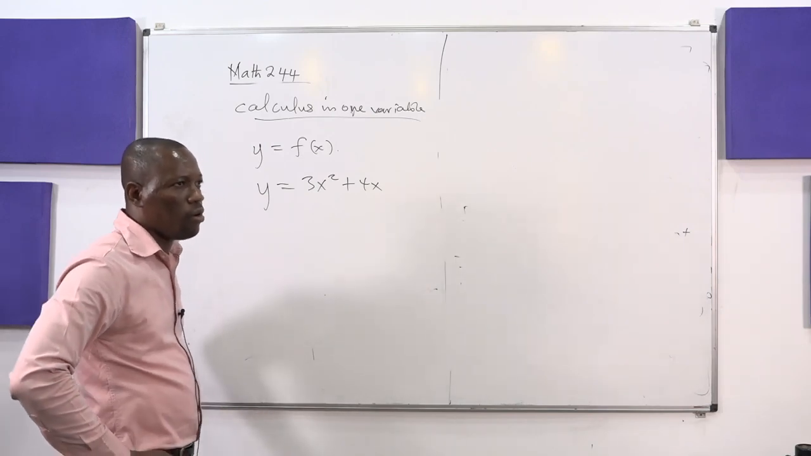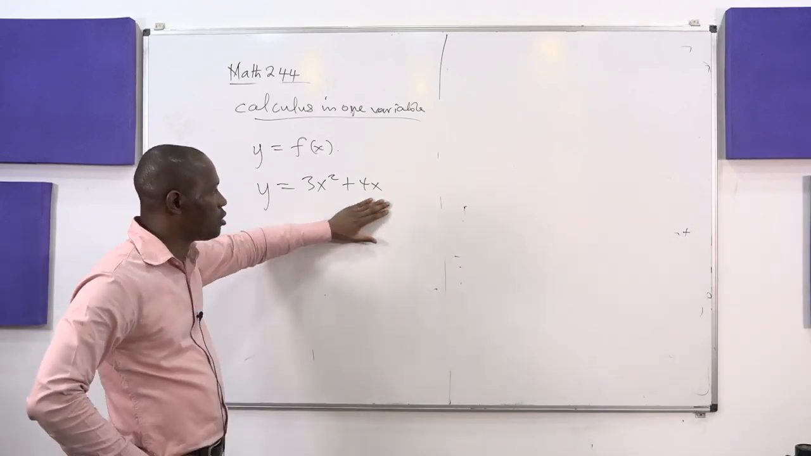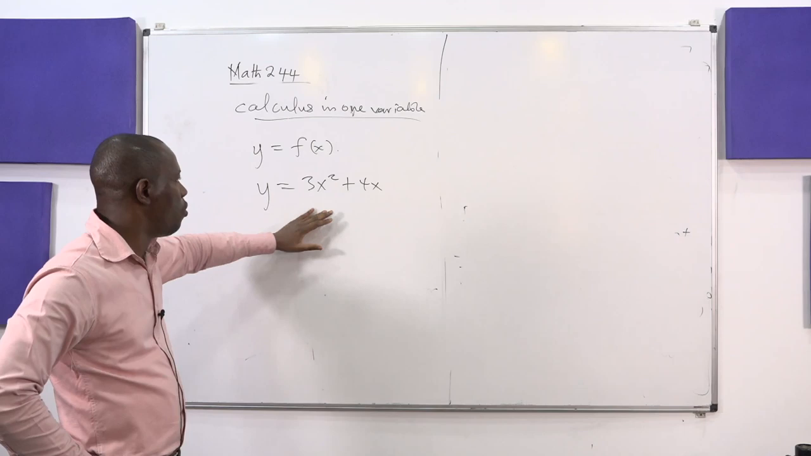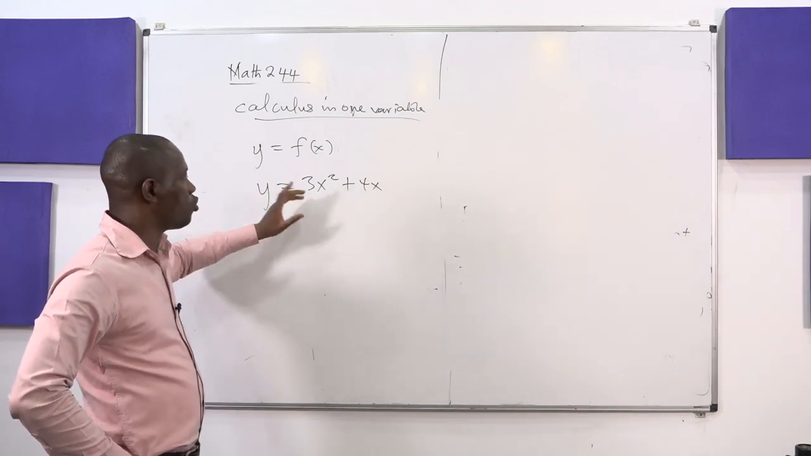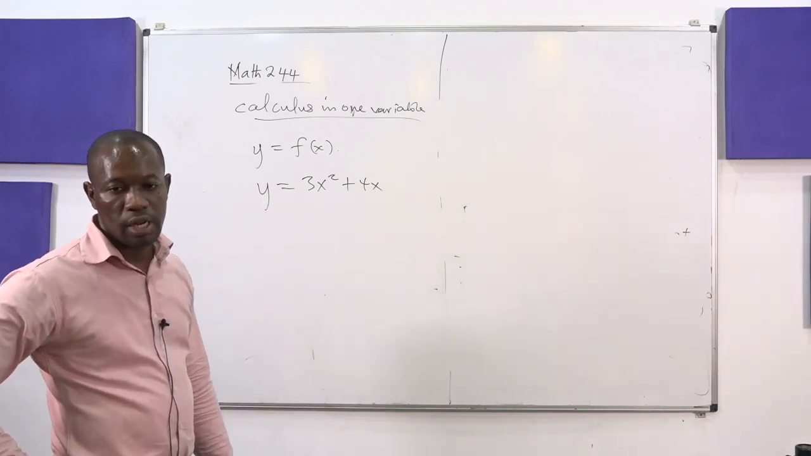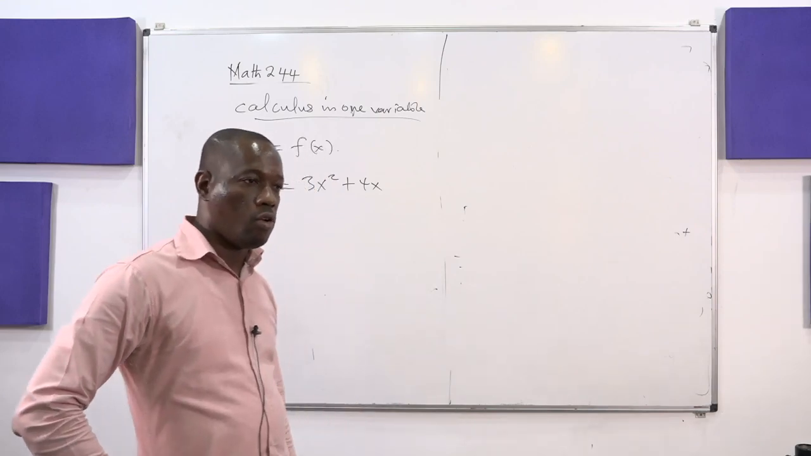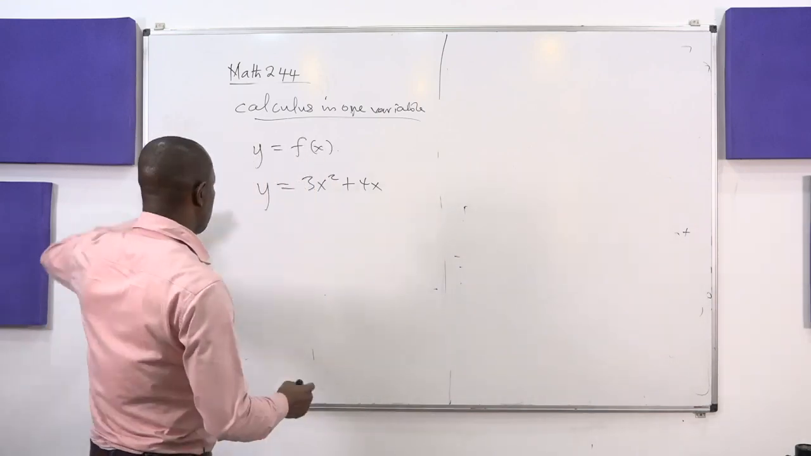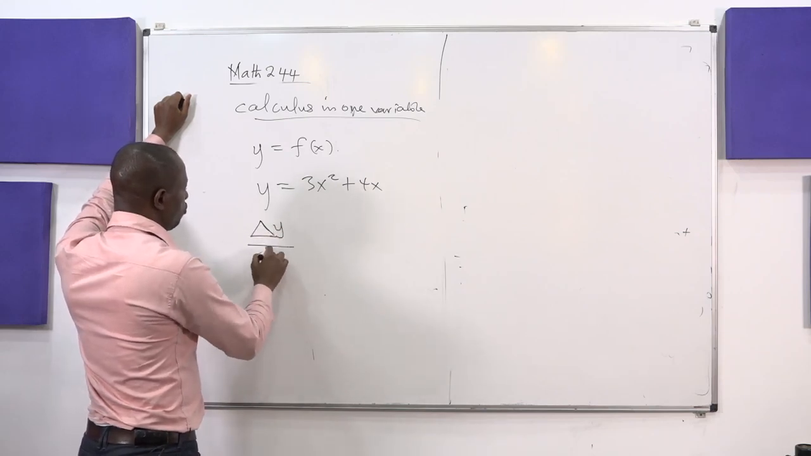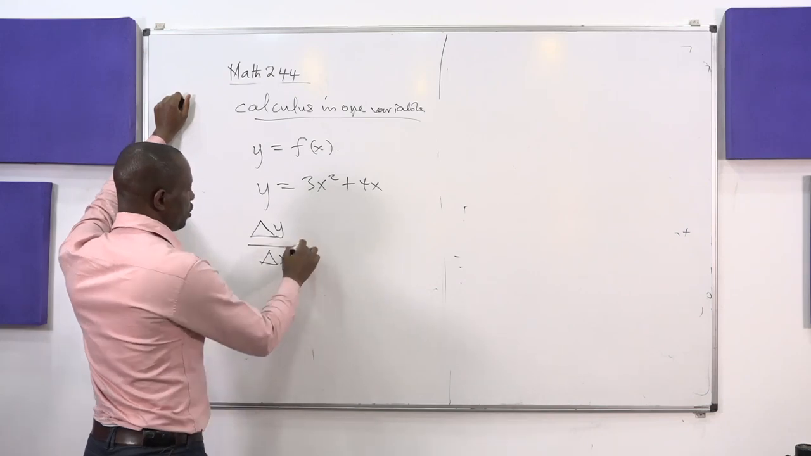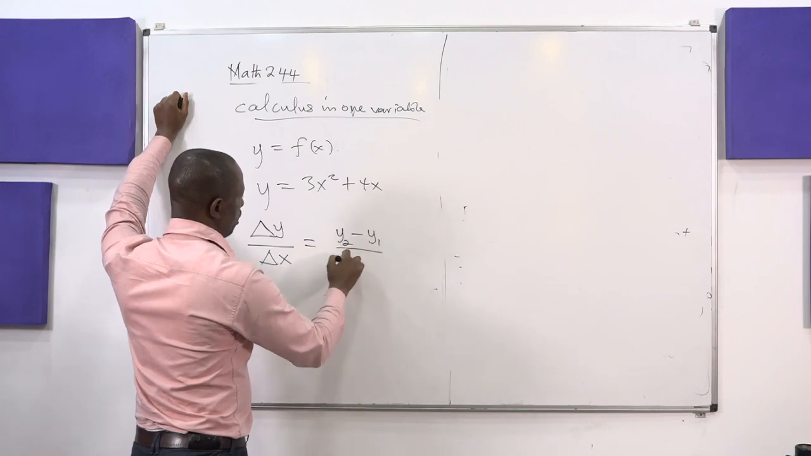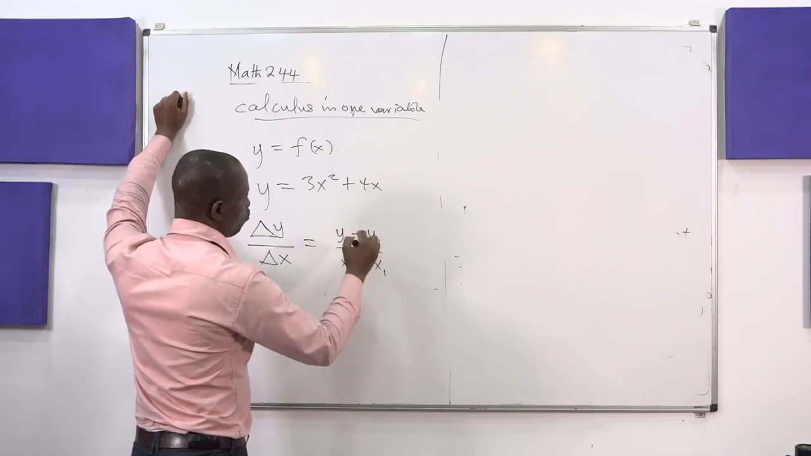But suppose the x has changed. Definitely, since y depends on x, once x has changed, it also causes a change in y. And that is what we call the gradient, or differentiation. So here, the change in y over the change in x, maybe y2 minus y1 over x2 minus x1.